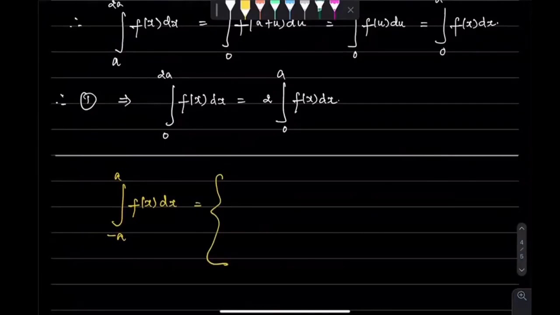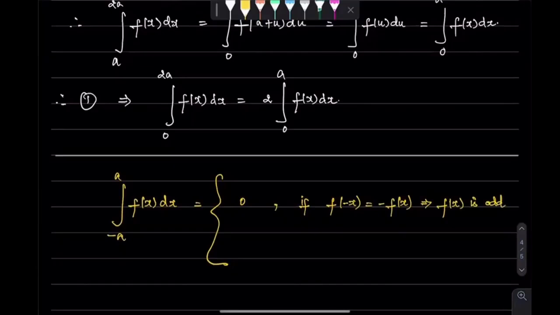It is 0, if f of minus x is equal to minus f of x. So what does it mean? This means f of x is an odd function.